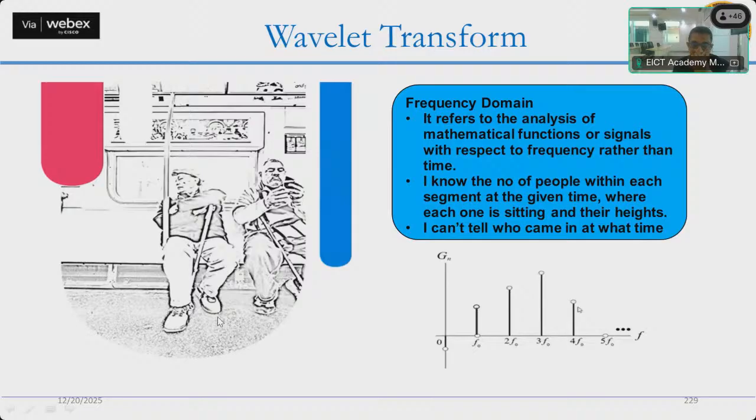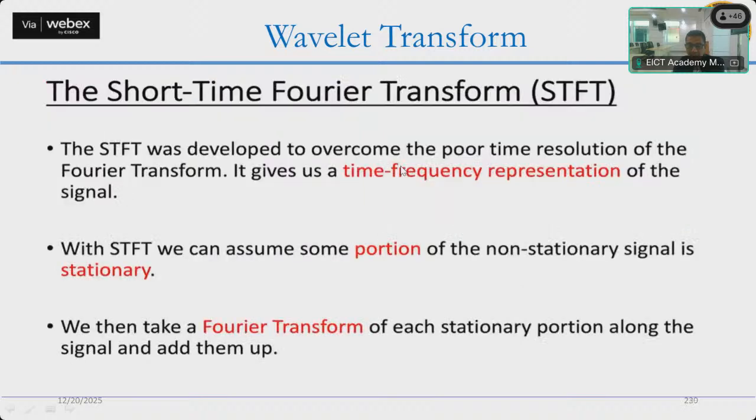So how can we understand it? Frequency domain refers to the analysis of mathematical functions or signals with respect to frequency rather than time. I know the number of people within each segment at a given time, but where each one is sitting and their height is not known. We are aware that so many people live in this house, but at a particular time, how many people are present? That type of analogy is used to understand the wavelet transform.